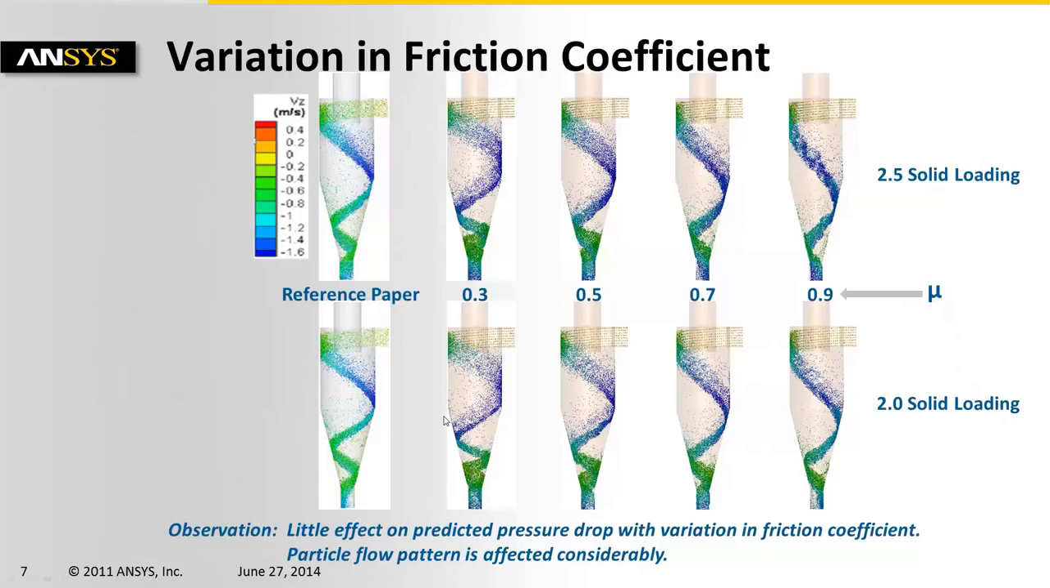Another important modeling parameter is friction coefficient. A couple of operating conditions were chosen for this parametric study. It can be seen that friction coefficient considerably affects the particle flow pattern. However, little effect was observed on the predicted pressure drop. For the rest of the study, the value of 0.3 is chosen for this parameter.